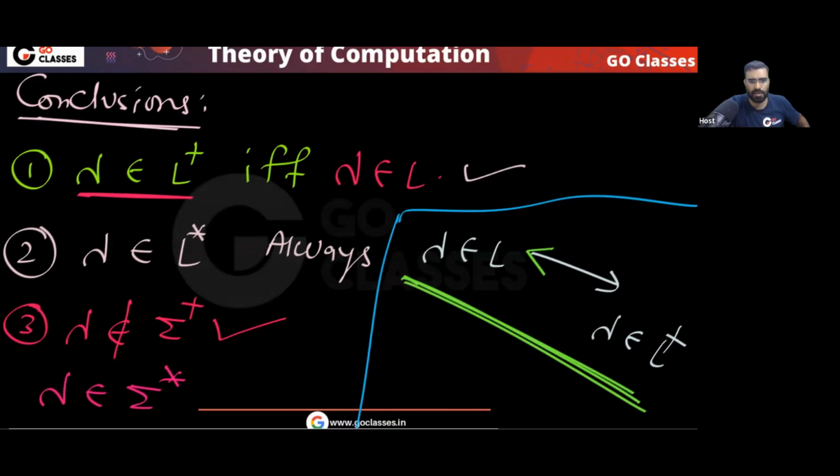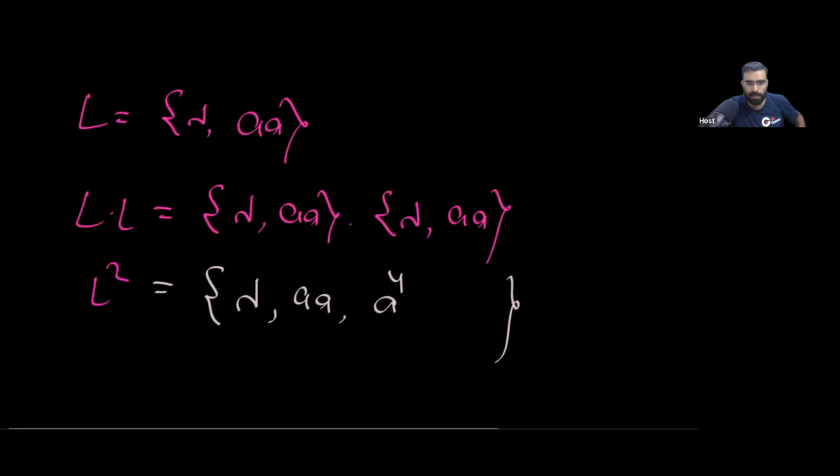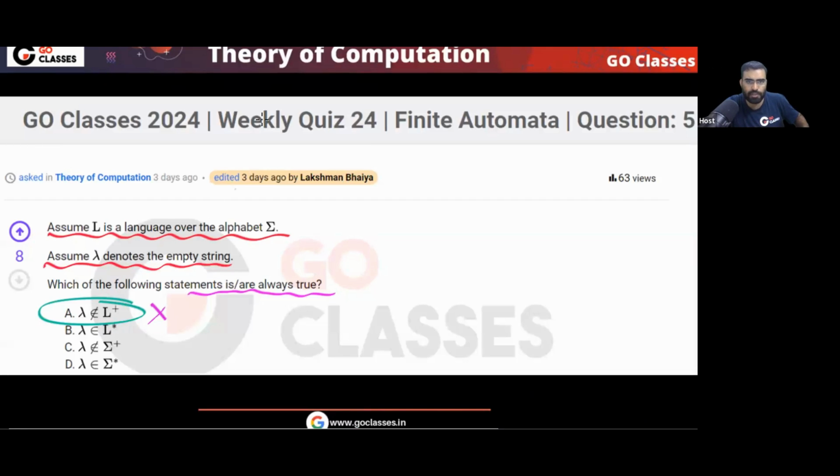Okay, so all the options, the complete analysis we have done. So tell me which options are true and which are false. Lambda belongs to sigma star, correct. Lambda does not belong to sigma plus, correct. Lambda belongs to L star, correct. So the answer will be B, C, D. The question is asking for true statements, so that is the reason the answer will be B, C, D.